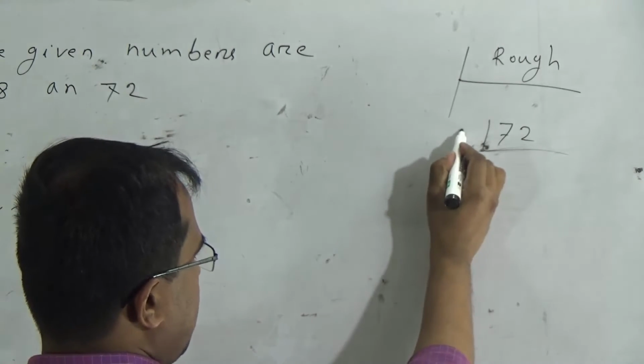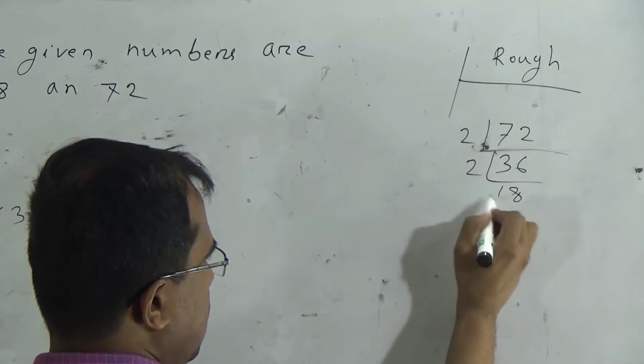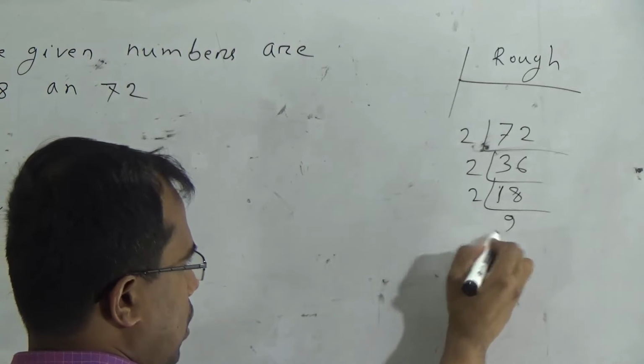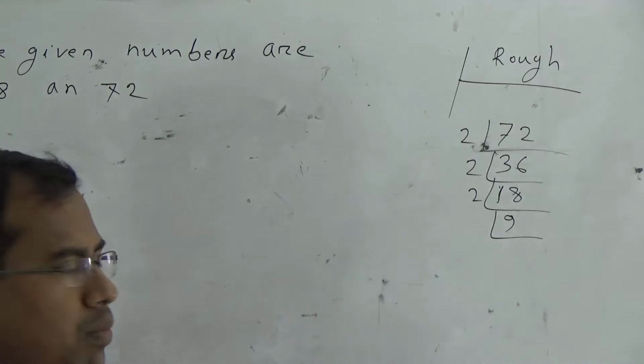We can divide 72 by 2, then it will be 36. Again we can divide 36 by 2, then it will be 18. Again we can divide 18 by 2, then it will be 9. Now we can divide 9 by 3. We cannot divide 9 by 2.